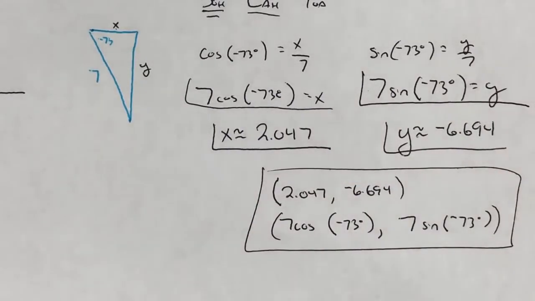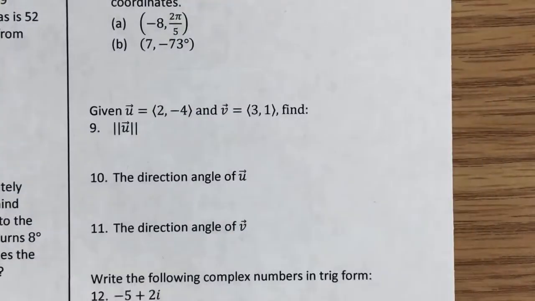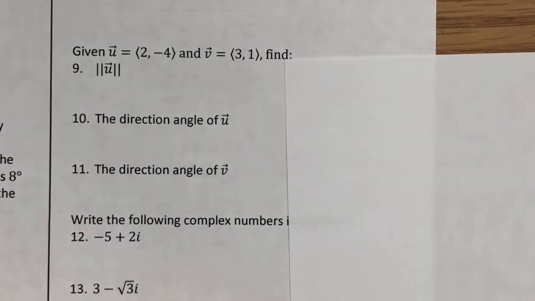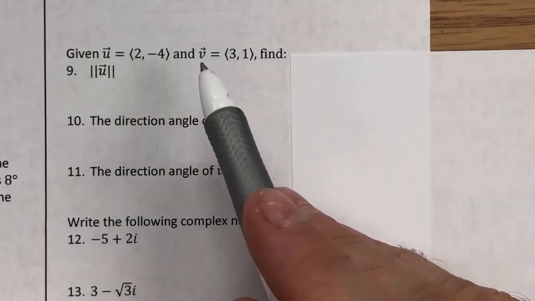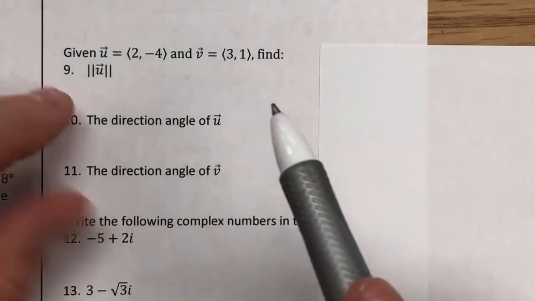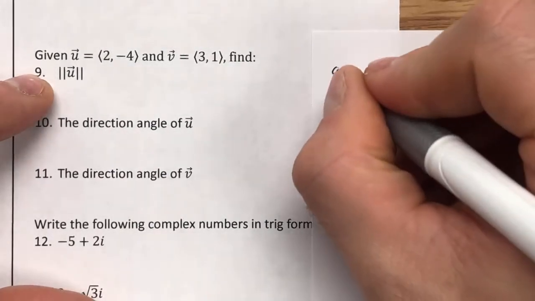Whichever one we need. Okay, and so that leads us to question 9. We're going to start 9 on a new sheet of paper to give us some space again. So question 9 says, given the vector u, which is 2, negative 4, and the vector v, which is 3, 1, let's find the magnitude of u. So just like polar coordinates, let's go ahead and set this up.